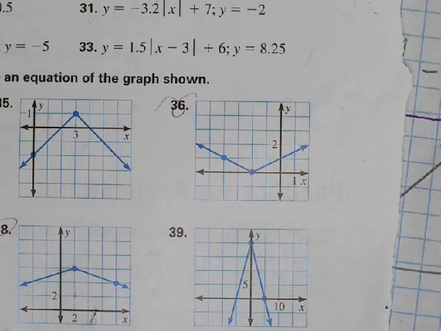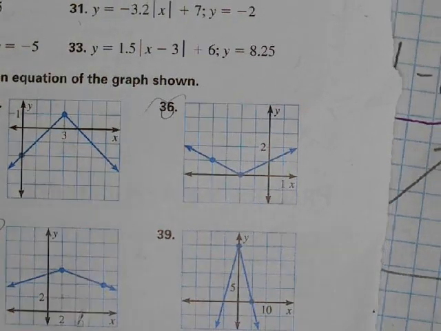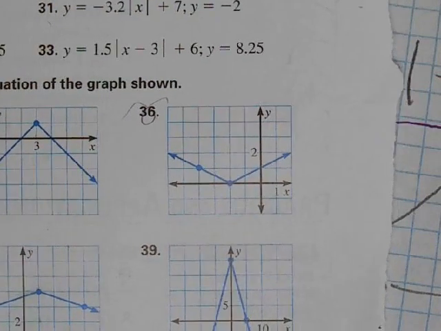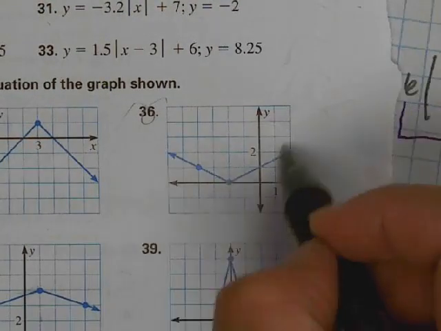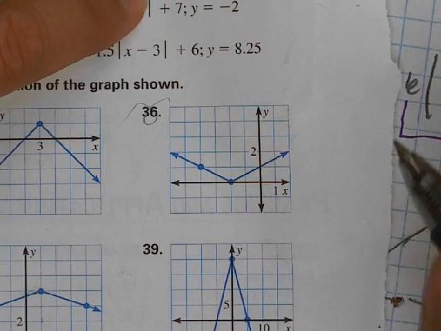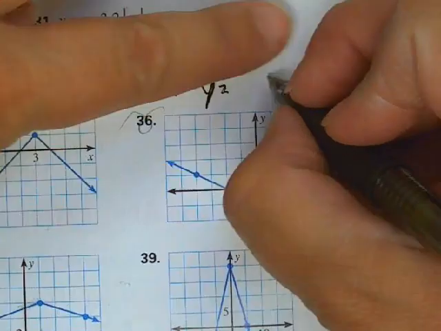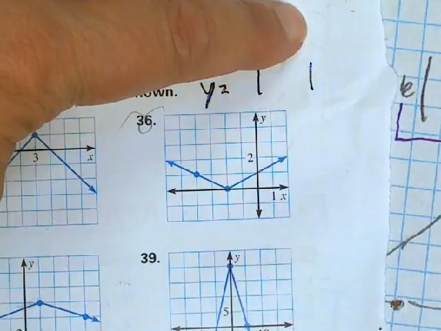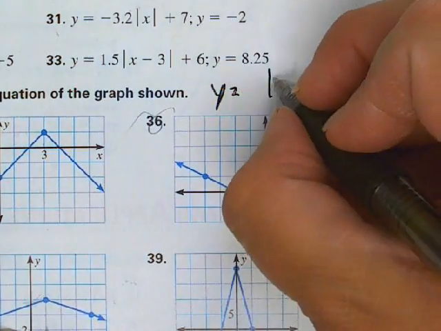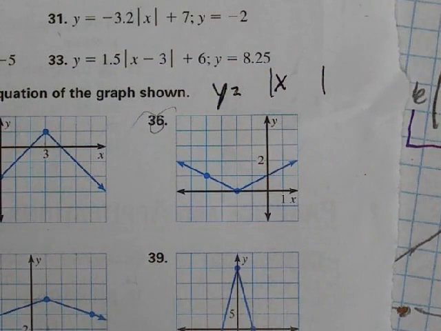So let's think about how we would do a problem if we are given the graph, but we want to write the equation. So I'm going to look at number 36 here. And this makes a V, so I know it's going to be an absolute value function. So I know it's going to be y equals, and I'm going to have some kind of absolute value bars here. And I know inside the absolute value bars, I'm going to have an x.